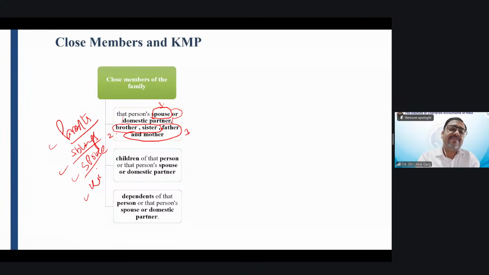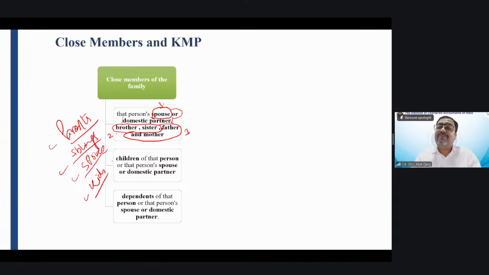Okay, then children, your kids. So children of that person means, for example, Mr. Ram is a KMP of ABC Private Limited. So parent of Mr. Ram, brother and sister of Mr. Ram, then spouse. Spouse means wife of Mr. Ram or domestic partner of Mr. Ram or children of Mr. Ram. Okay, and children of that person or that person's spouse.